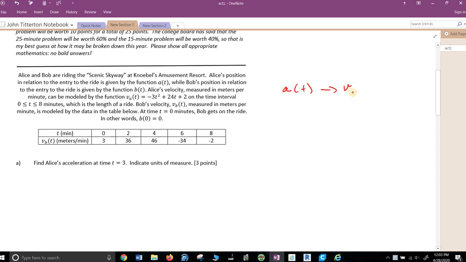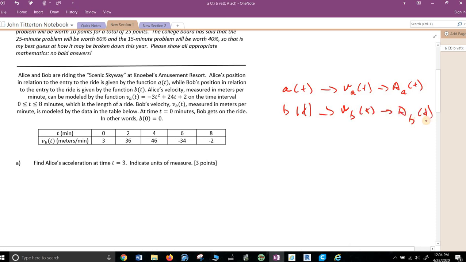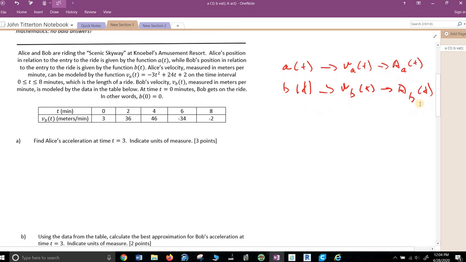Derivative of that is V A of T, and then the derivative of that would be A again, but I can't, so I'll go with a capital A of T. Same thing for Bob. His position is going to be B of T, and then velocity of Bob of T, and then capital A of Bob of T, which I'm not particularly happy with, but such is life. So my analysis acceleration, looking at a very simple derivative here. I won't lie to you, I'd be surprised to see this on the actual test this year, but okay.